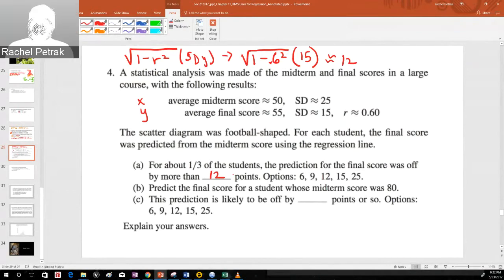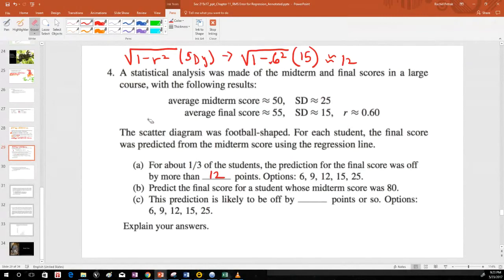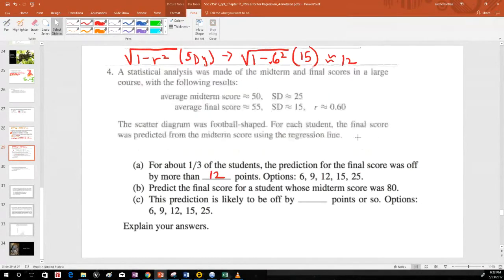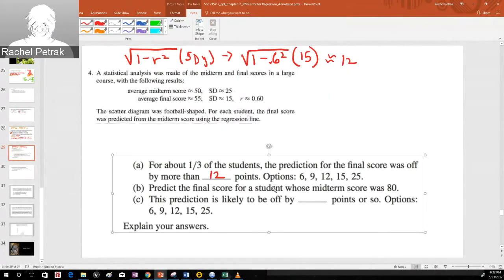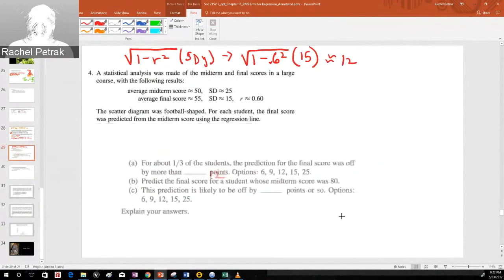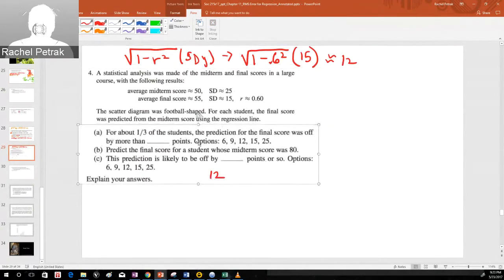Now we need to predict the final score for a student whose midterm score was 80. Now we know that the midterm score of 80, we can convert this to a z-score again. I think you can still read it okay if I make these a little bit smaller. If there's a problem, let me know, but we just don't have enough space here.